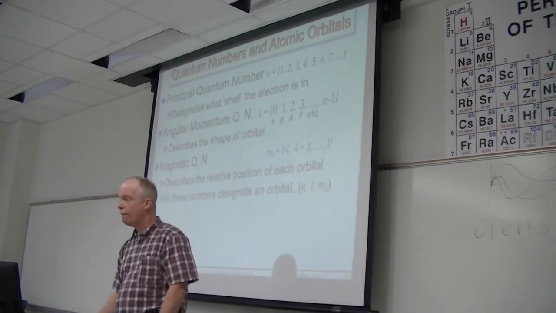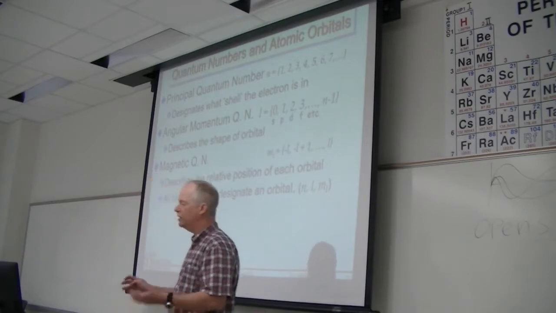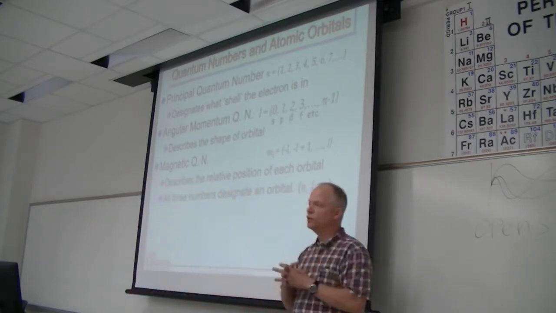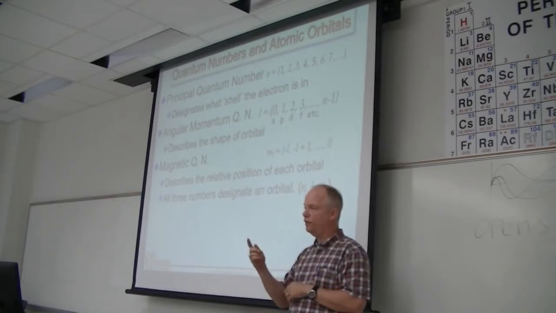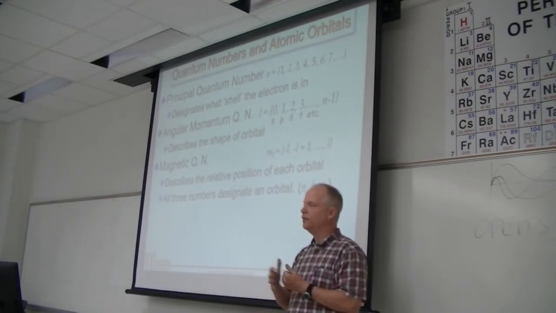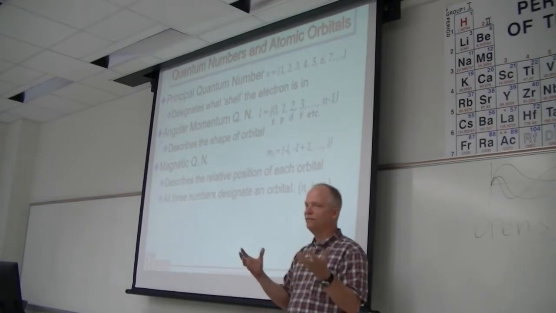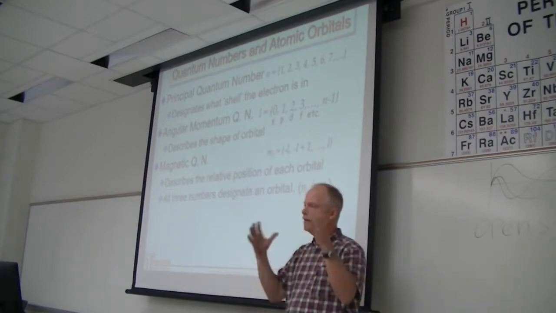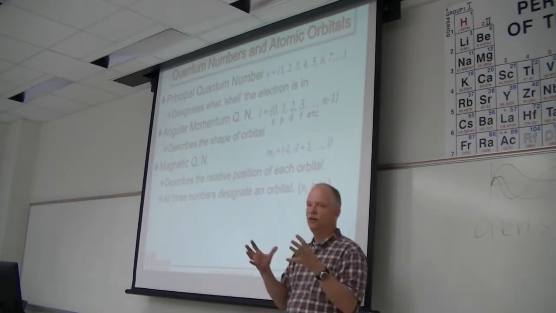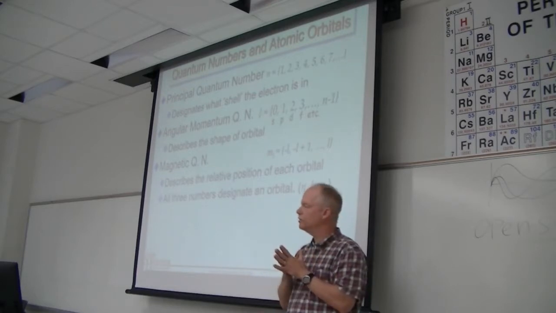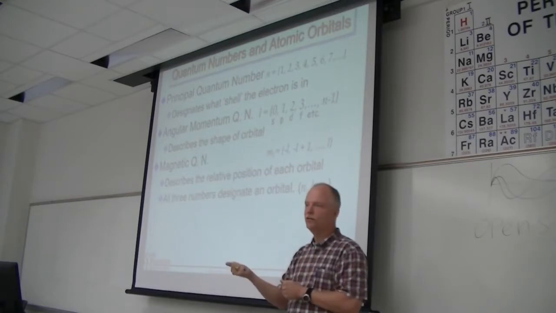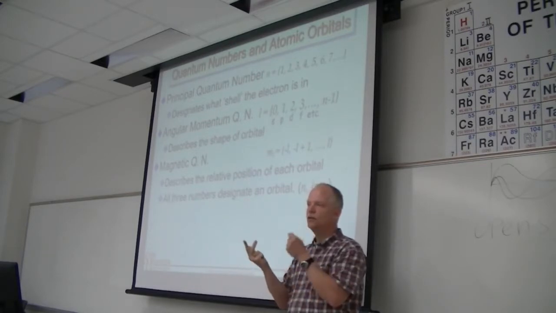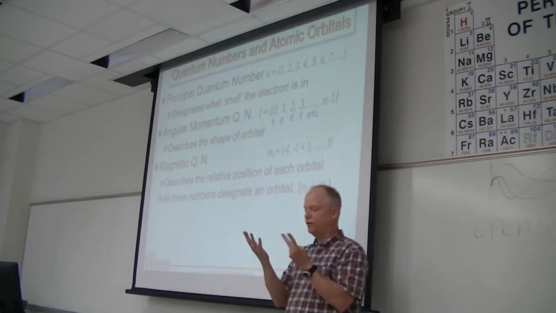Pardon? Repeat the last thing you just said. It's 2L plus 1 is the number of orbitals that you have. So if you have an F orbital, then L is 3, and so you'd have 7 individual orbitals in that subshell. So it'd be the F subshell with 7 individual orbitals, and the 7 orbitals would be described by that M sub L quantum number of minus 3, minus 2, minus 1, 0, 1, 2, 3.